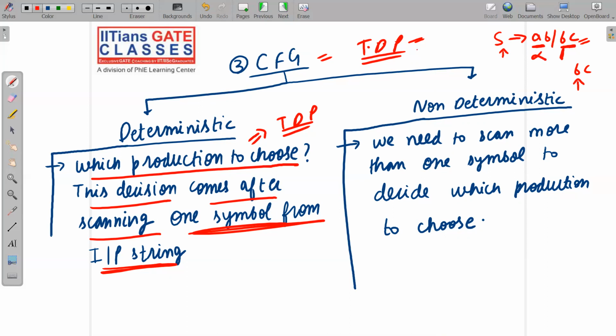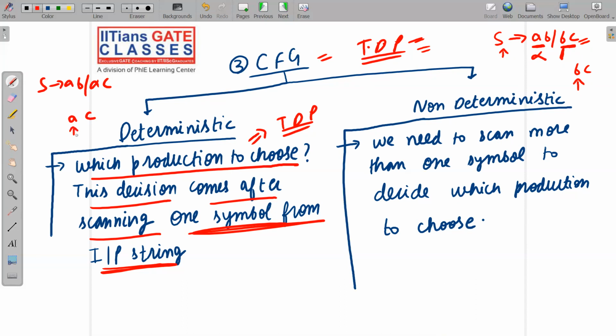So this is the decision about which production to choose, and this decision is taken in a top-down parser. See here carefully: from these two productions, which production to choose? This decision comes after scanning only one symbol from the input string. We have scanned only one symbol, that is B, and after scanning this symbol we are able to decide which production to choose. So that is known as a deterministic context-free grammar. This is perfectly a deterministic context-free grammar. Now, what about this scenario? If I say S implies AB or AC, and the string is AC.